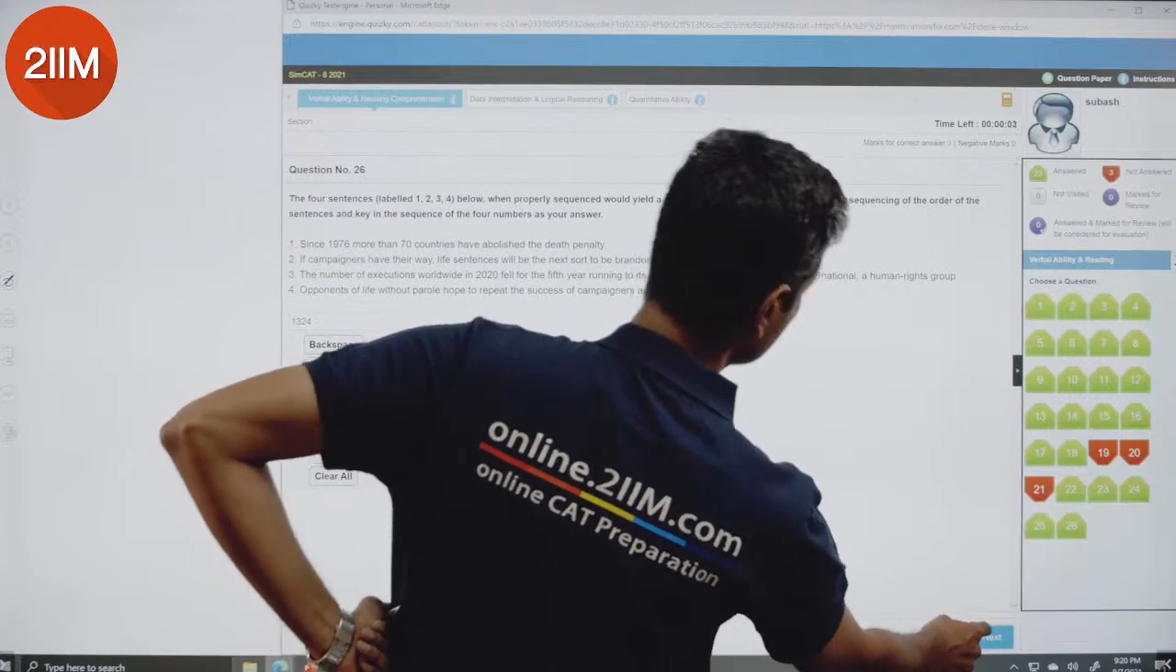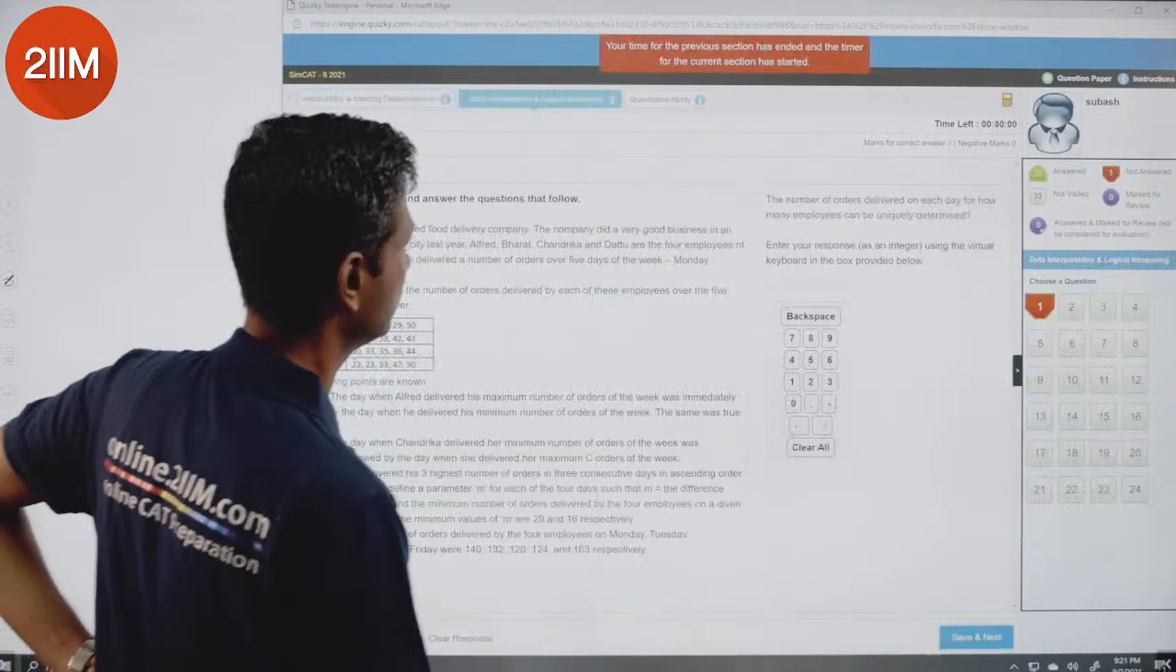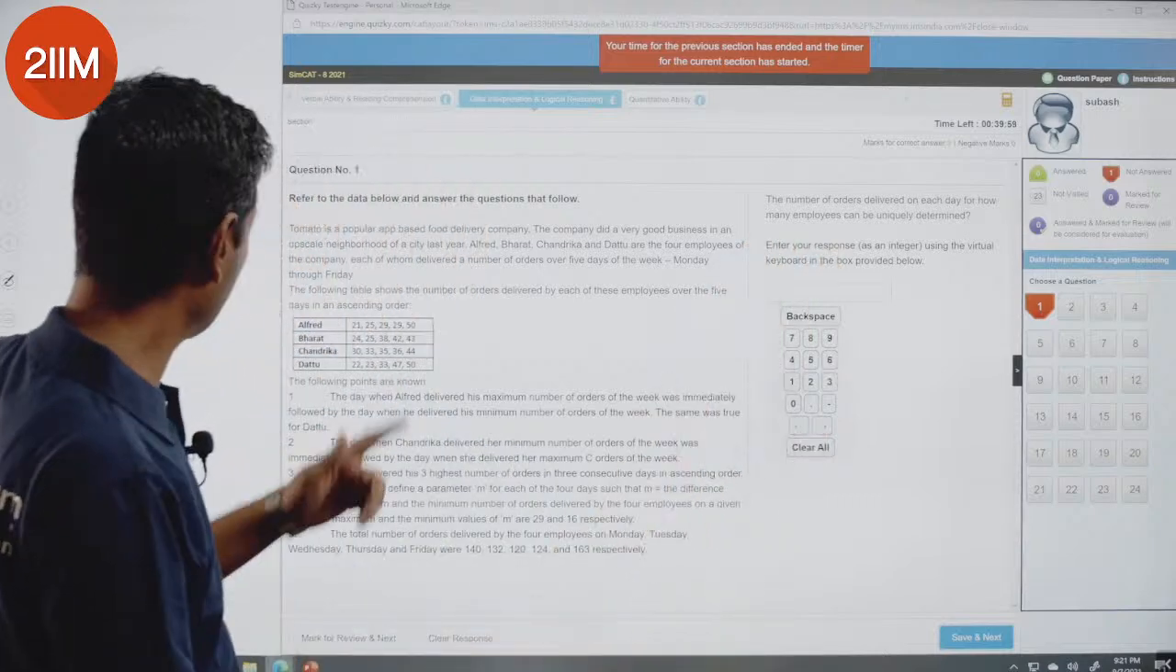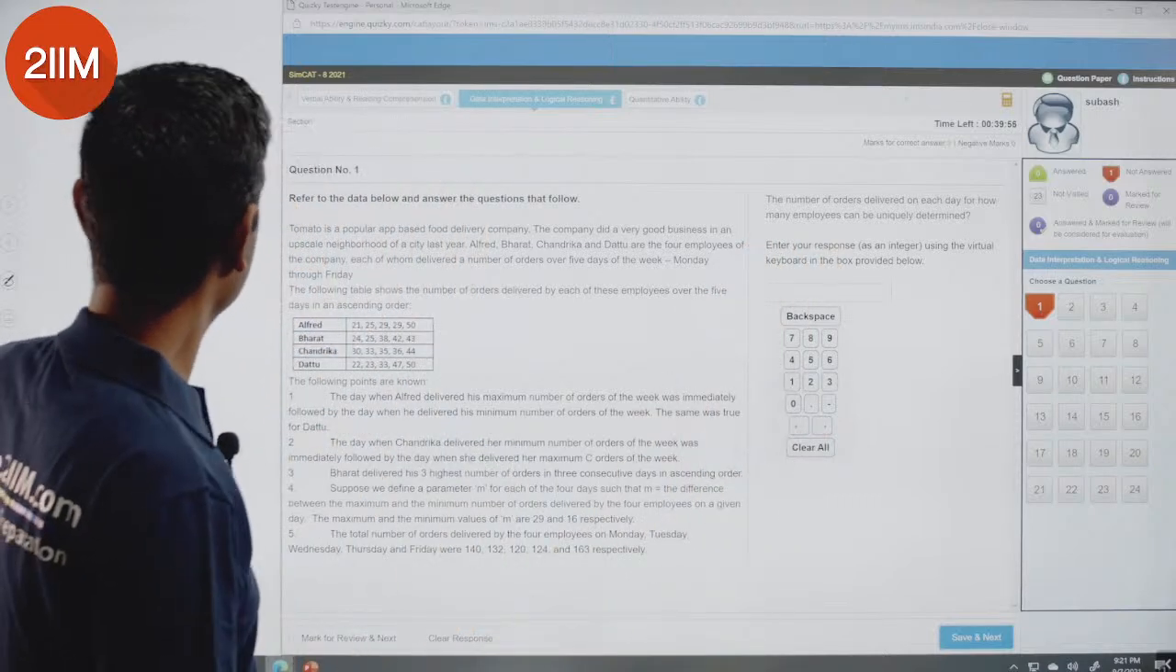Oops. I don't know whether I managed to save it. Anyway, I don't even know whether I attended that. I think that's dead. Let's do this.